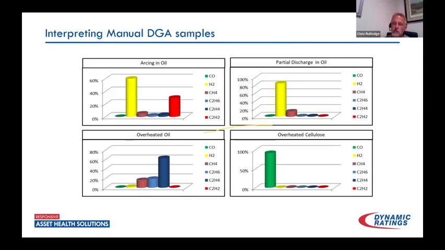If we go to partial discharge, we're going to see mostly a hydrogen generator. So hydrogen is going to be our leading gas on this.